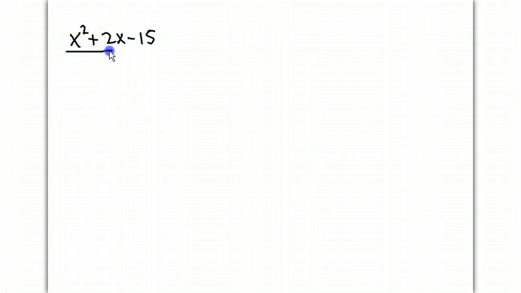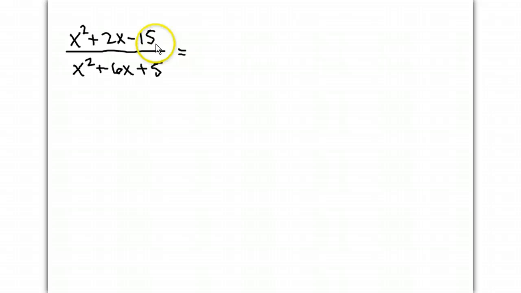To divide polynomials, you have to first know how to reduce them. So let's practice. Let's say we're first given x squared plus 2x minus 15, and we want to divide that by x squared plus 6x plus 5. Well, you have to factor both of these, and they can be factored by the PQ method.